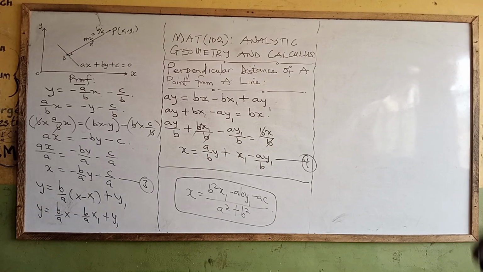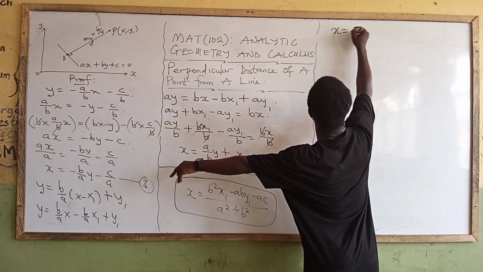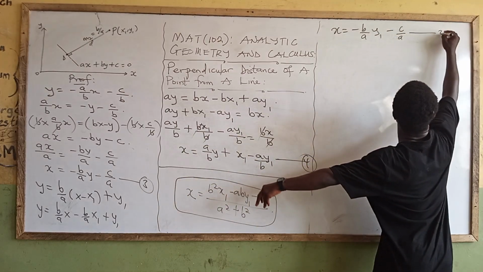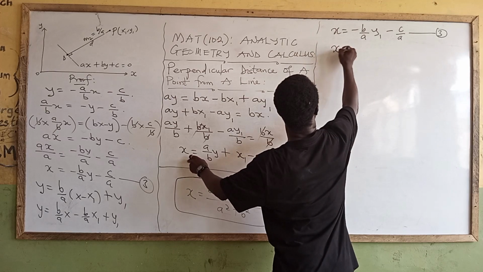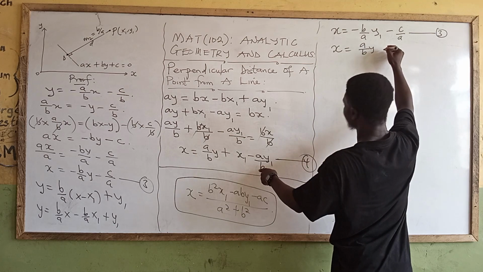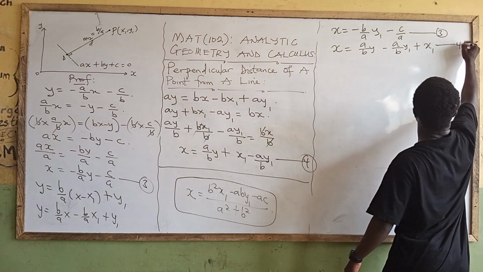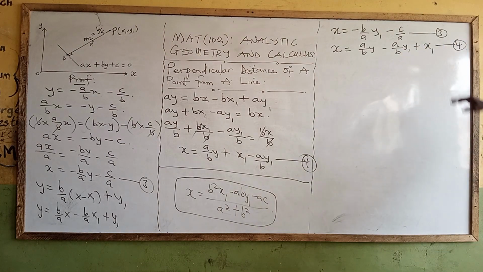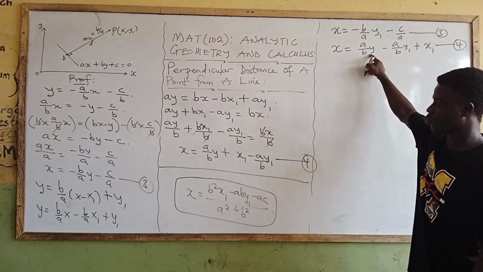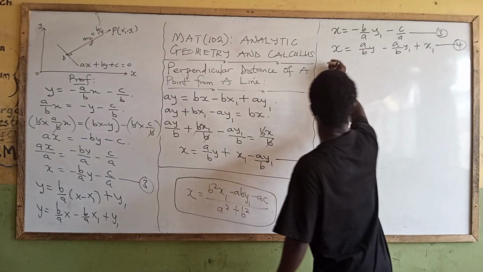Alright, so now we have our x. We have our x being equal to negative b over a y minus c over a, which I said is equation 3. Then we have another x which is equal to a over b y, then negative a y1 over b, then let's say plus x1, which is equation 4. So we solve equation 3 and equation 4 simultaneously to obtain the coordinates of y. We do have the coordinates of x already. So we obtain the coordinates of y.